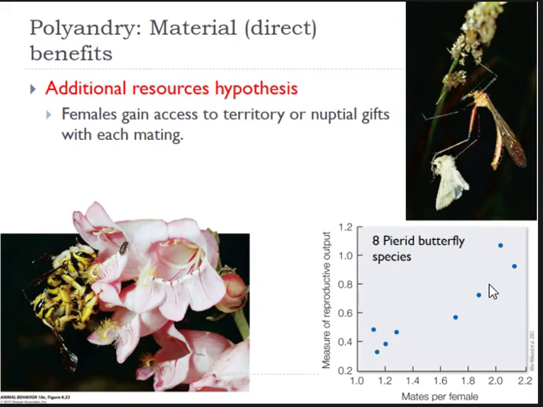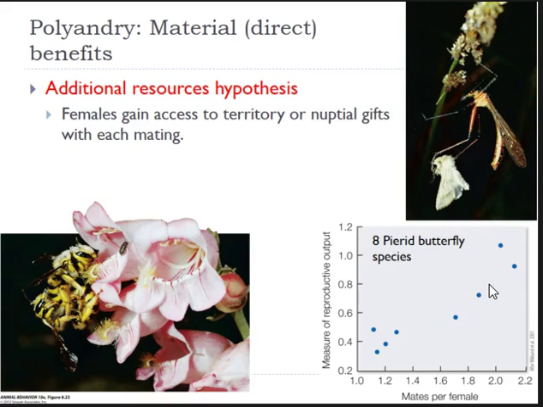And so this was a study that was looking at how much those additional resource benefits they get translate into additional reproductive output by the female. Because presumably if a female is getting more resources by mating with more males and getting more spermatophores, she should be able to increase the number of eggs she produces, because eggs are so resource intensive.